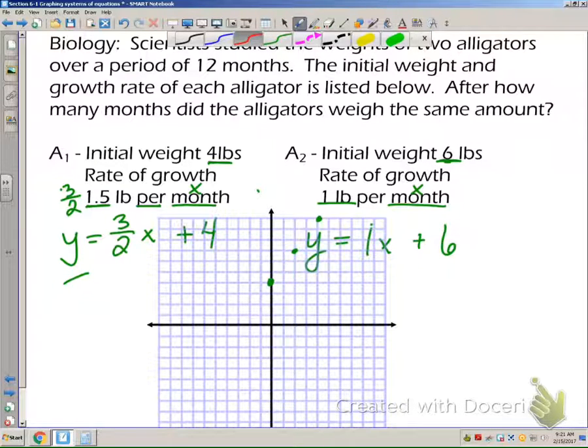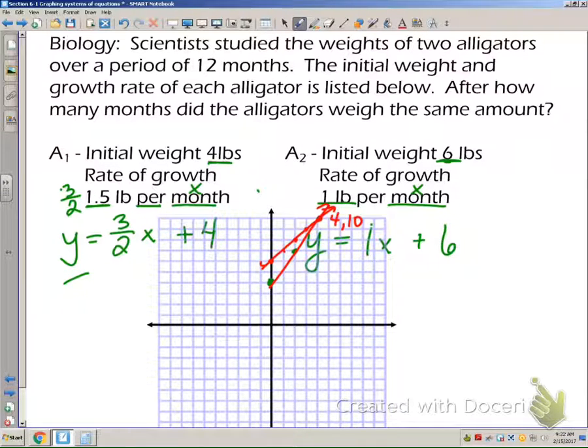Let's go ahead and plot alligator 2's weight. He starts at 6 pounds, but he only gains 1 pound a month. So up 1 over 1, up 1 over 1, up 1 over 1, up 1 over 1. And that was enough, thank goodness. Our point of intersection, we can see, is right here at (4, 10). So now what we have to decide is, what does that mean in terms of this problem?